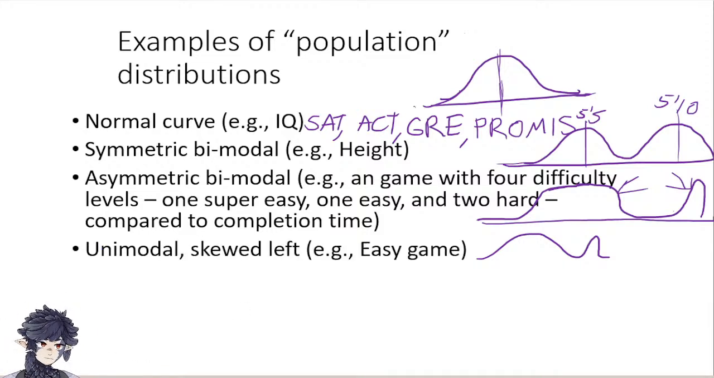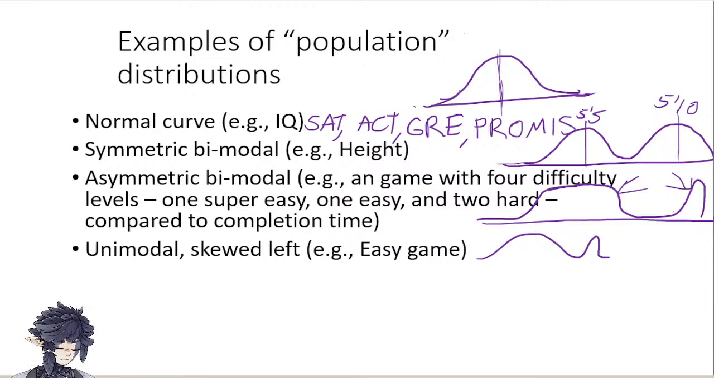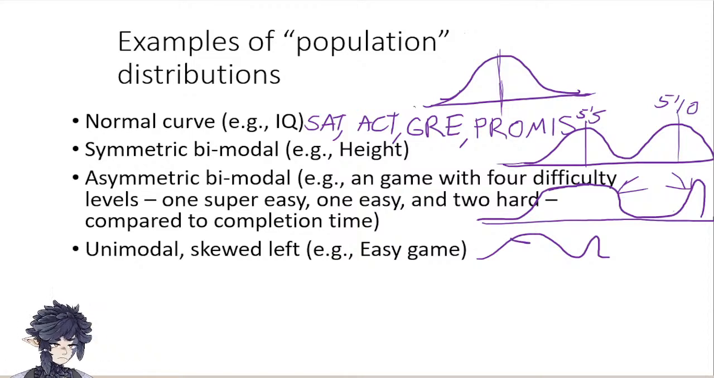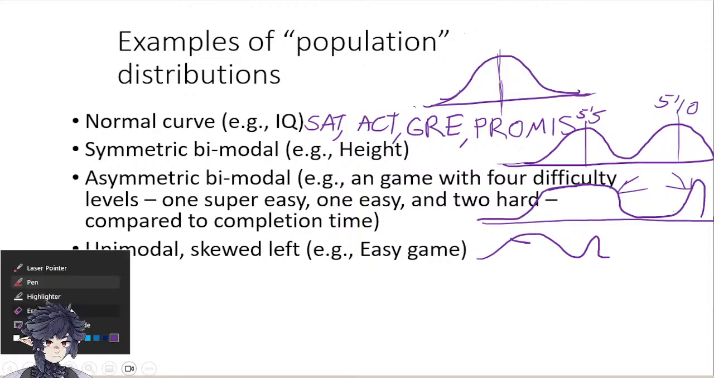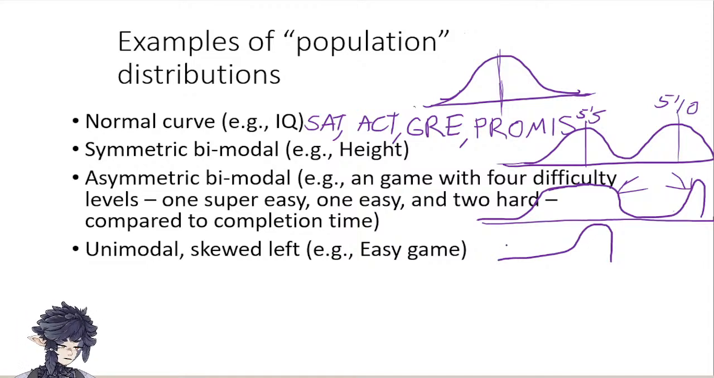Then we'll have unimodal, skewed left. This would be a negatively skewed distribution. So this would be an easy game. Let's talk about your score on the game. If you're doing a very easy game, a lot of people are probably getting a very high score. So most people are scoring very high on this game, and very few people are scoring really low. So that's a unimodal, skewed left, or negatively skewed distribution.